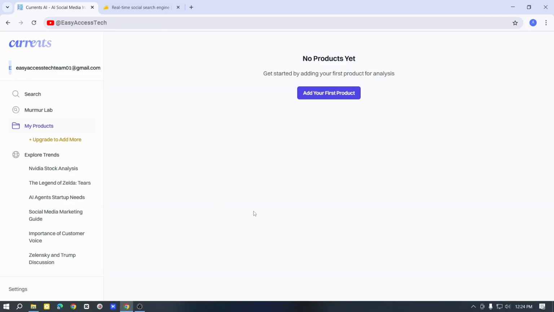So for example, let's say you are running an e-commerce business. Normally, you might only know about a trend after everyone else is already selling it. But with Currents, you can see early signals of what products, keywords, or topics are starting to grow. Now this allows you to prepare ads, create content, or even stock inventory before the competition.